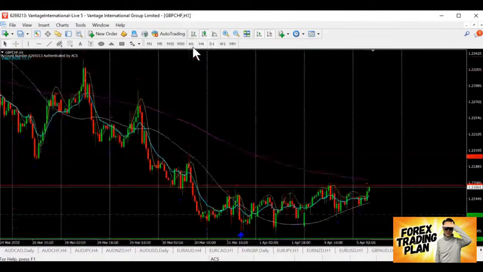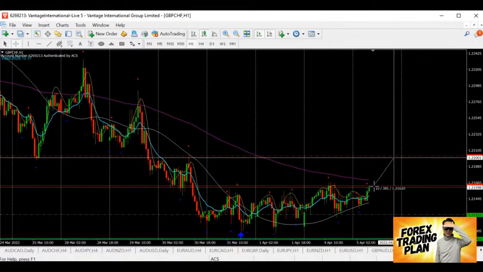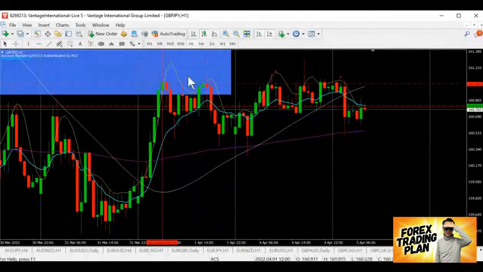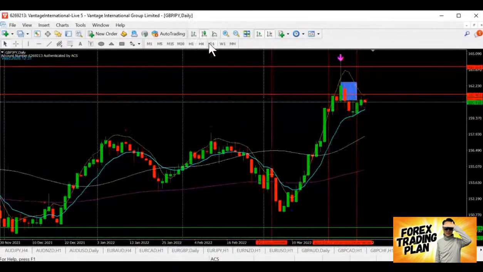Buying is possible. Pound franc, okay, you have around 30 to 40 pips of space to go. So I guess this is quite okay, right? So let's move again. Pound yen. Let's take a look at pound yen.